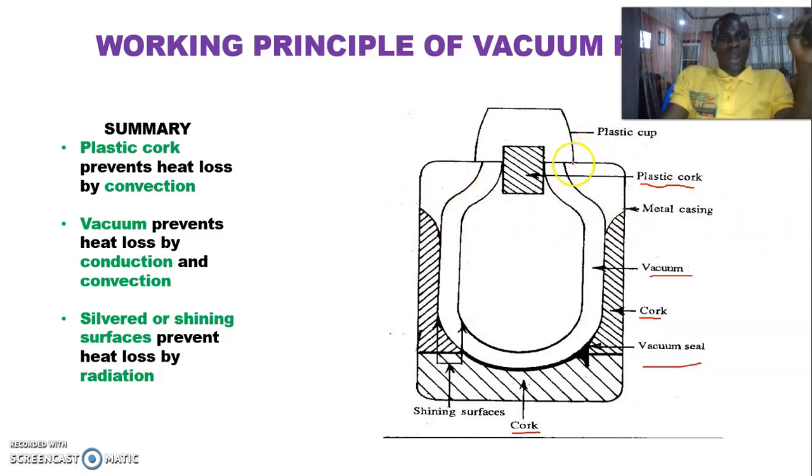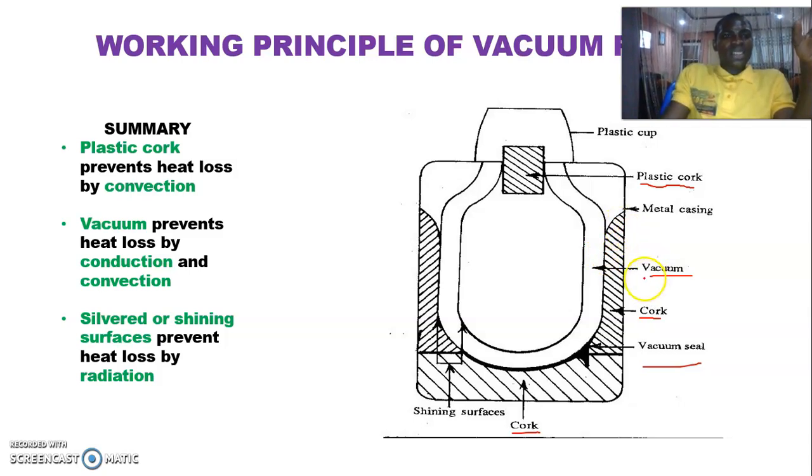What are the measures? Number one, we have the plastic cork. The plastic cork prevents this hot object from having contact with the air in the surrounding, and thereby heat is prevented through a process called convection. Remember, air is involved, which, when it is warmed up, takes away part of the heat content of the fluid. Since the air is not in contact, heat is not lost through convection.